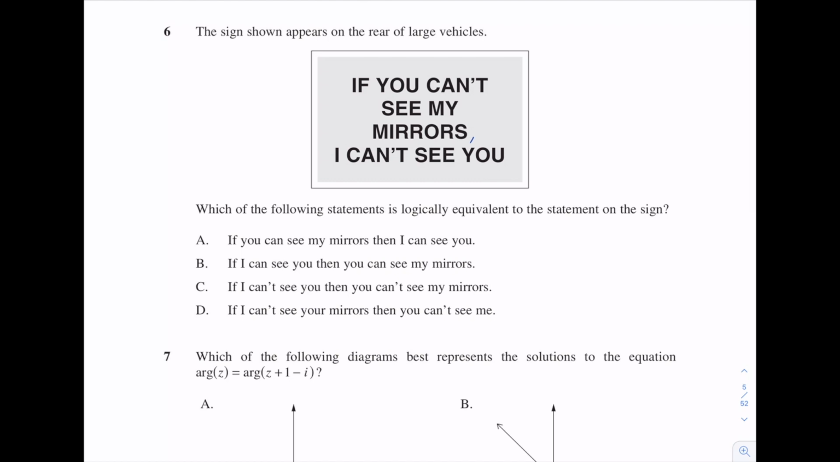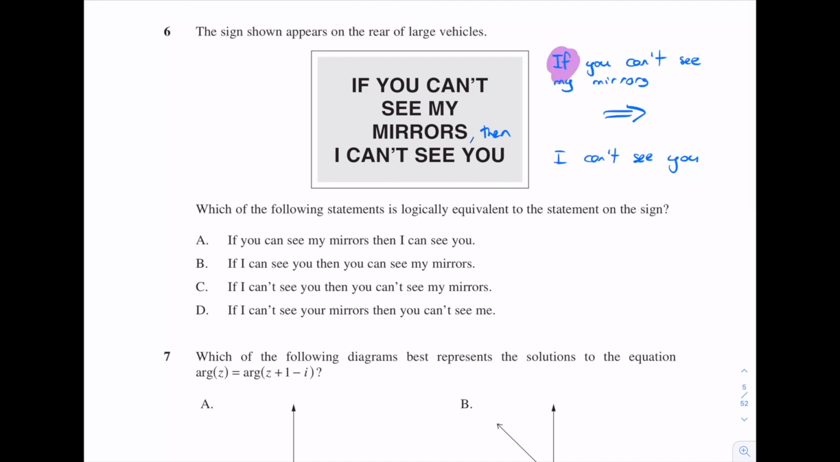Now, typically with these questions, they're testing if you know what the contrapositive is. So I'm already anticipating using the contrapositive. But let's try to identify what our P and our Q is. So this is like saying, if you can't see my mirrors, then I can't see you. Now the then is the implication sign. So let's write this. If you can't see my mirrors, then, the implication sign, I can't see you.